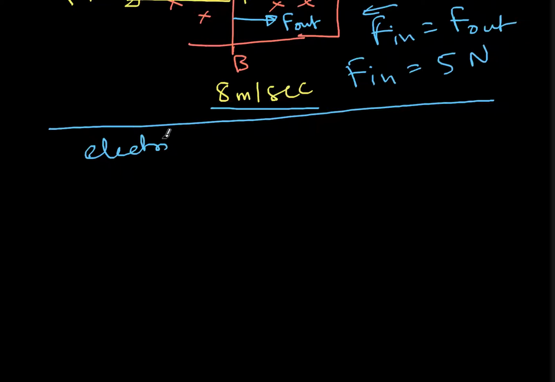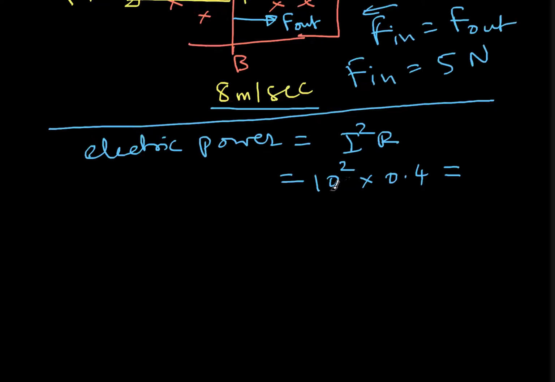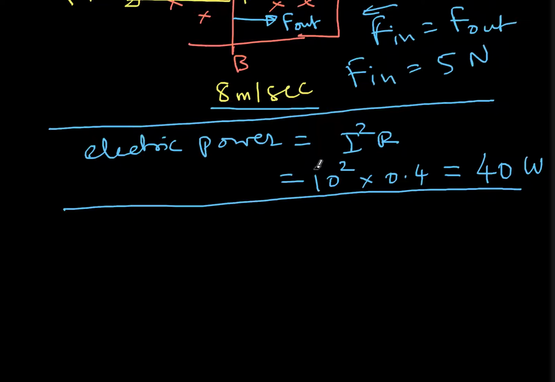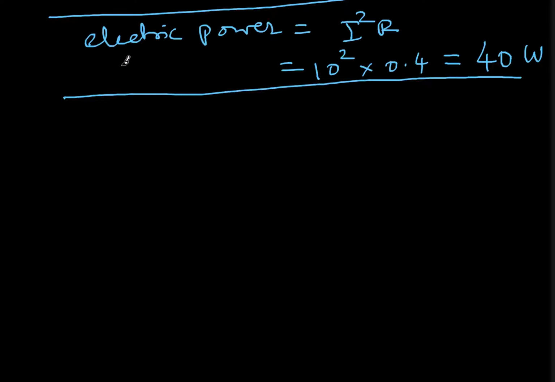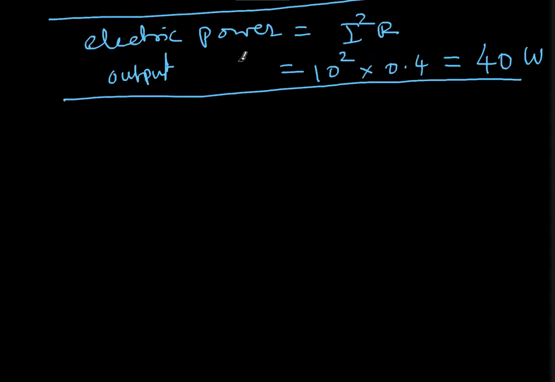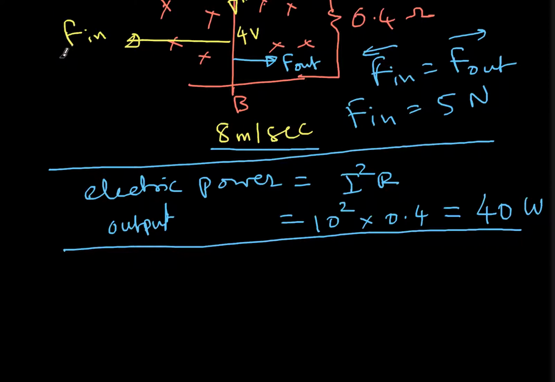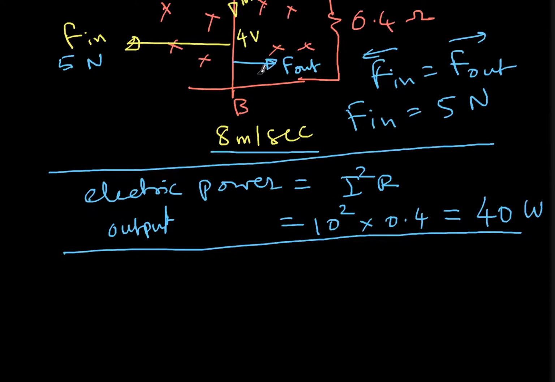Electric power is nothing but I square into R. So 10 square into 0.4. So how much is that? 100 into 0.4, that is 40 watts. So this much power is generated. This is the electrical power, the result or output. Now what is the input? Input is 5 newtons of force, and the 5 newtons of force is being applied on an object which is moving at 8 meters per second.